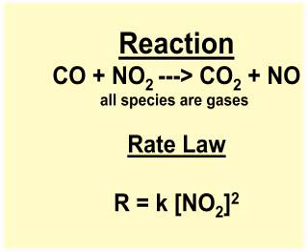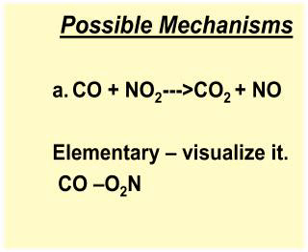So for a reaction, CO plus NO2 yields CO2 plus NO, all the species are gases. If my rate law is rate equals k[NO2] squared, what that means is, looking at this, my rate determining steps should have 2 NO2s in them and no carbon monoxides. So let's look at the first mechanism.